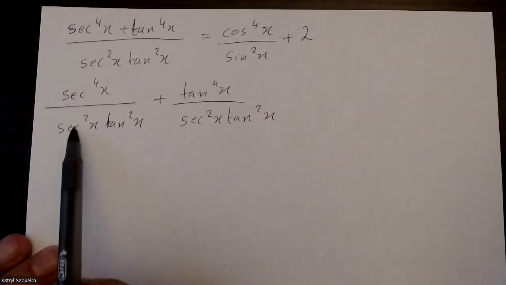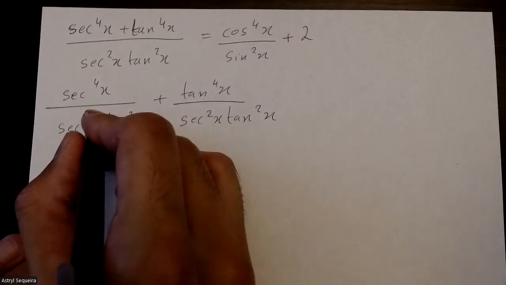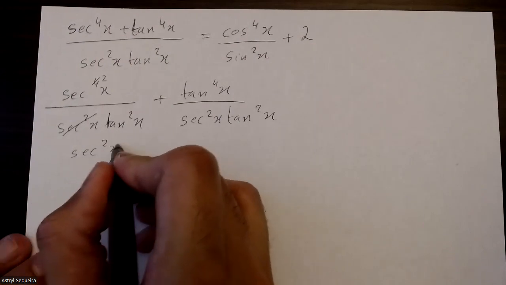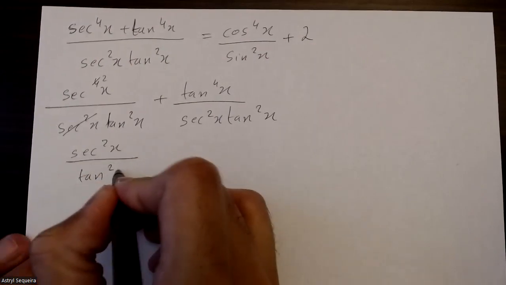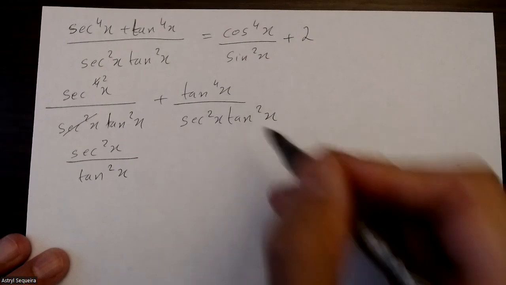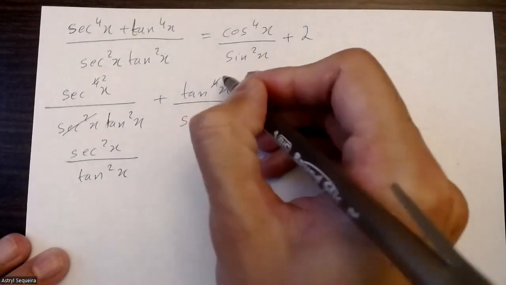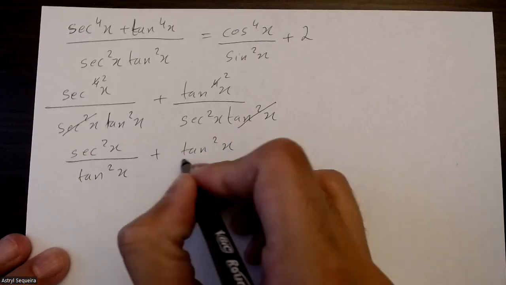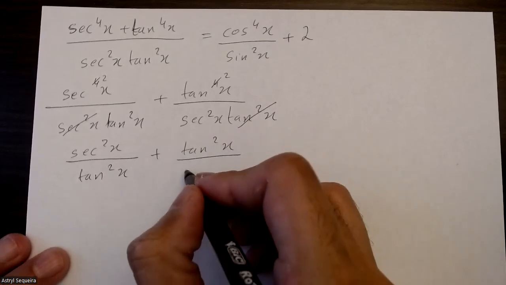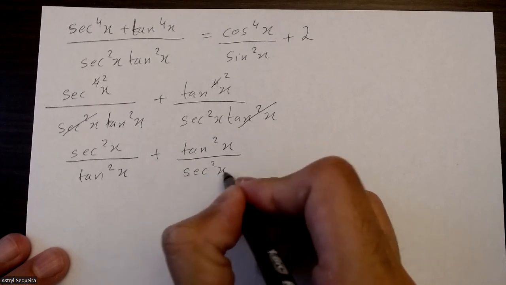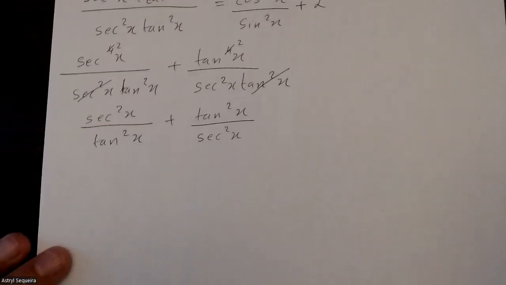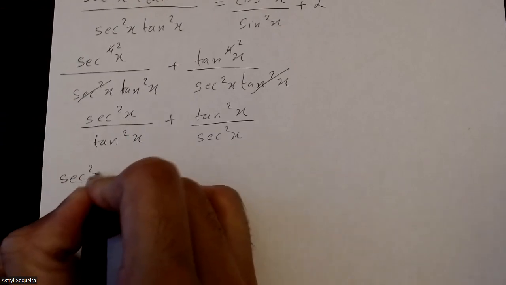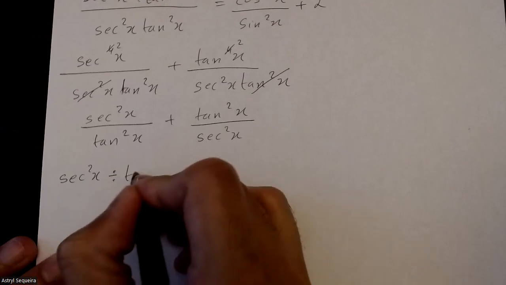Once I split the denominator, I notice I can make simple simplifications. I can take out sec squared here and turn this into a square. So I have sec square x over tan square x here. And over here, I can again take out the tan square and get rid of the 4 and turn it into 2. So I have plus tan square x over sec square x. Next thing I want to do is I want to simplify these. So I'm going to start by just writing them using a divide sign.